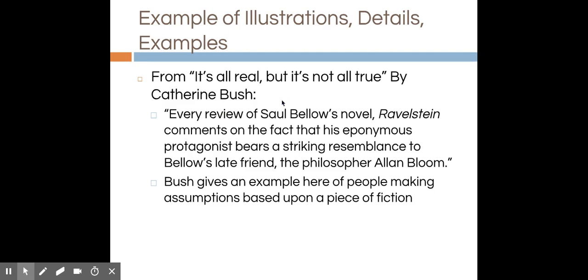So this one is from an essay called It's All Real, But It's Not All True by Catherine Bush. And in it, Bush is trying to argue that we shouldn't necessarily believe in the concept of autobiographical fallacy, which basically means that an author is writing themselves into their books. So here's the example she uses. "Every review of Saul Bellow's novel Ravelstein comments on the fact that his eponymous protagonist bears a striking resemblance to Bellow's late friend, the philosopher Alan Bloom." So she's trying to prove her point that it's not necessarily true and providing an example from a book, namely Ravelstein by Saul Bellow.